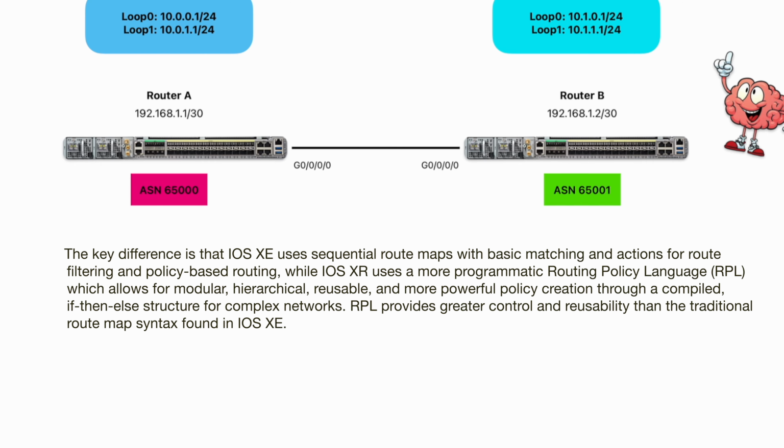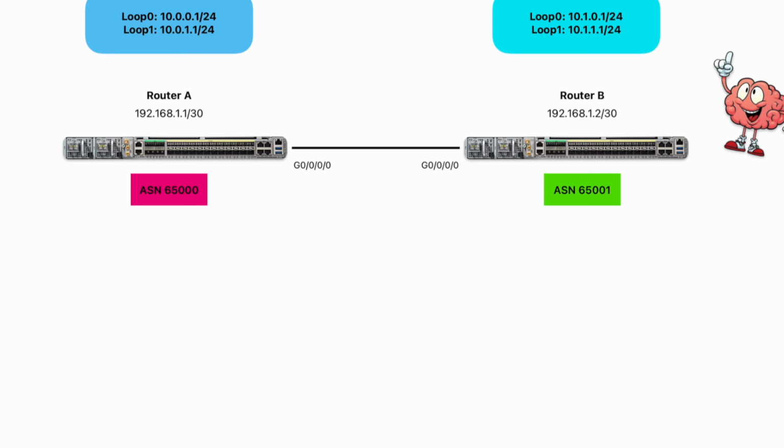The key difference is that IOS XE uses sequential route maps with basic matching and actions for route filtering and policy-based routing, while IOS XR uses a more programmatic Routing Policy Language, RPL, which allows for modular, hierarchical, reusable, and more powerful policy creation through a compiled if-then-else structure for complex networks. RPL provides greater control and reusability than the traditional route map syntax found in IOS XE.